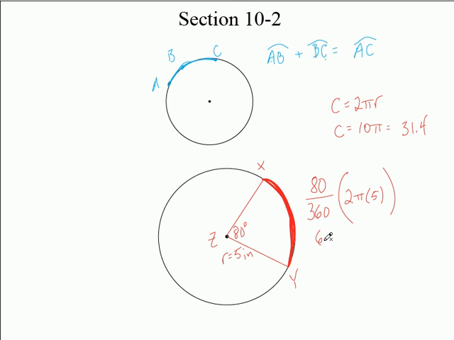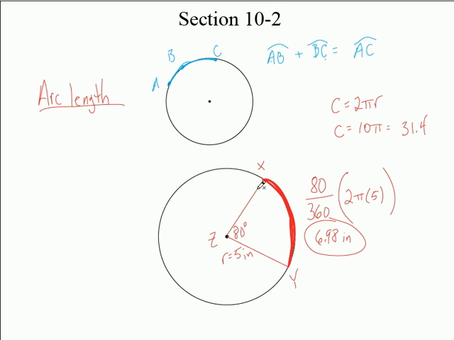So 6.98. That's the length of the arc. It's not the angle, right? I'm not finding the angle. I'm finding the actual length of the arc. And they call this little section right here arc length. So the length of the arc, if I know the radius and I know this angle right here, is just 80 over 360 times 2 pi r. Plug it all in. If this was 5 inches, then what is this? This is 6.98 inches. Okay?